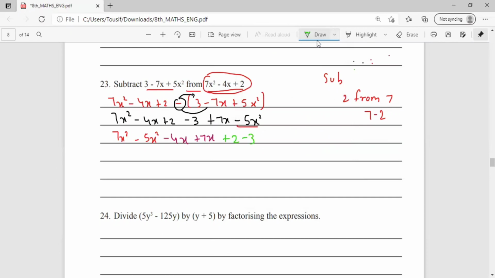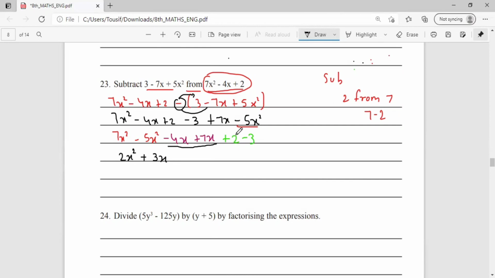Now let us solve for the final answer. 7x square minus 5x square: just subtract the numbers, 7 minus 5 gives 2, and the variable remains as it is, so 2x square. The next two terms are like terms, minus 4x plus 7x. One is negative and the other positive, so we subtract: 7 minus 4 gives 3x. The sign goes with the greater number, 7, which is positive. So plus 3x is our answer.